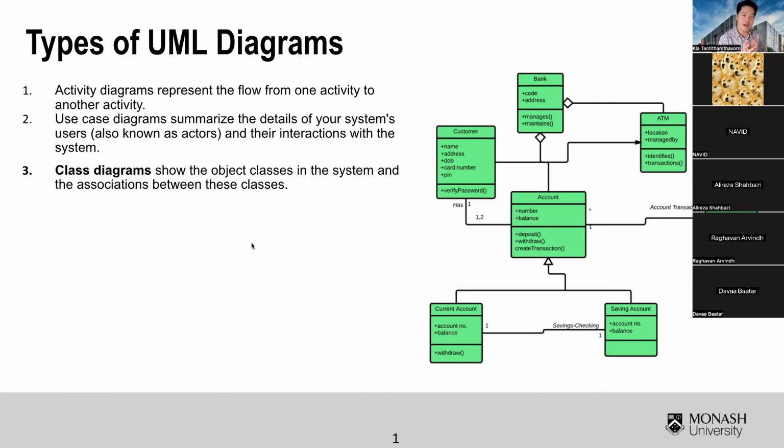We talk about the structure of the software system, and we use the class diagram to describe the association between the objects, between the classes here, whether it is one-to-one, one-to-many, many-to-one, or many-to-many.